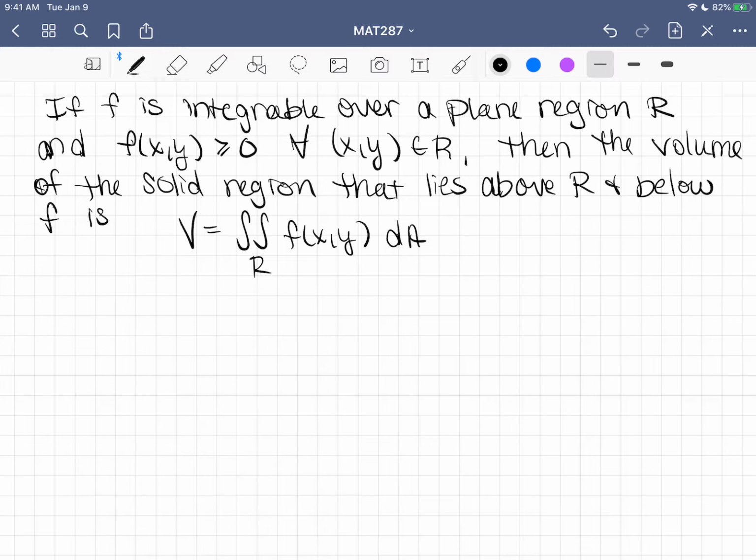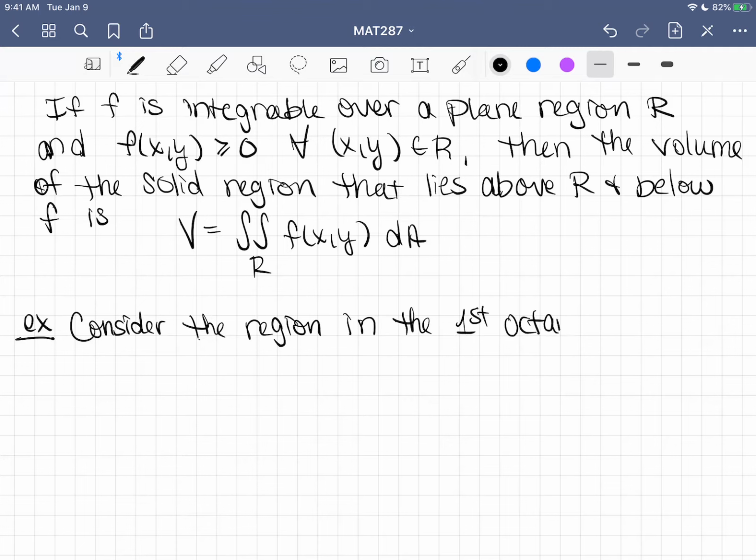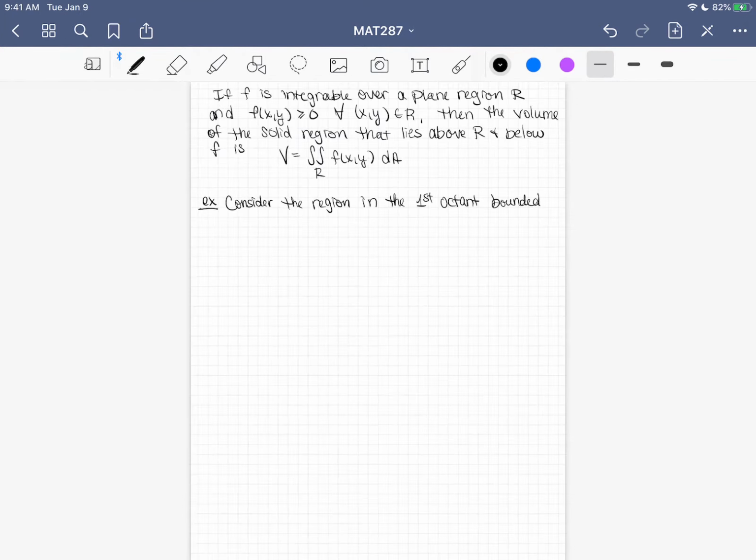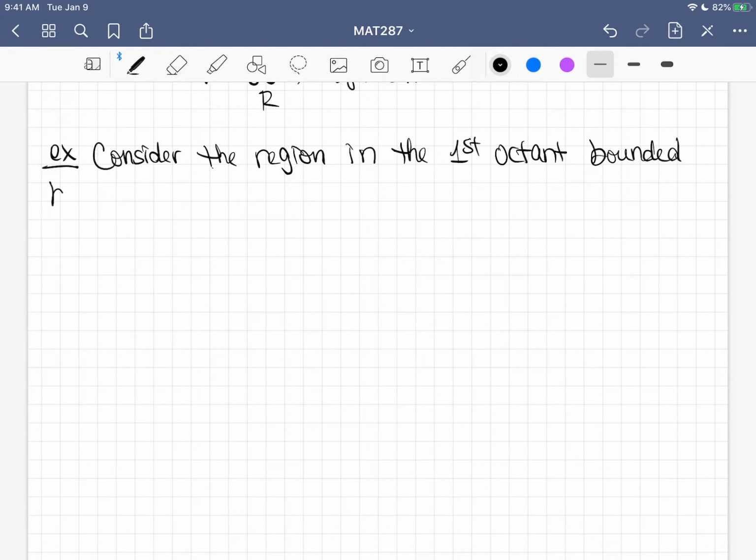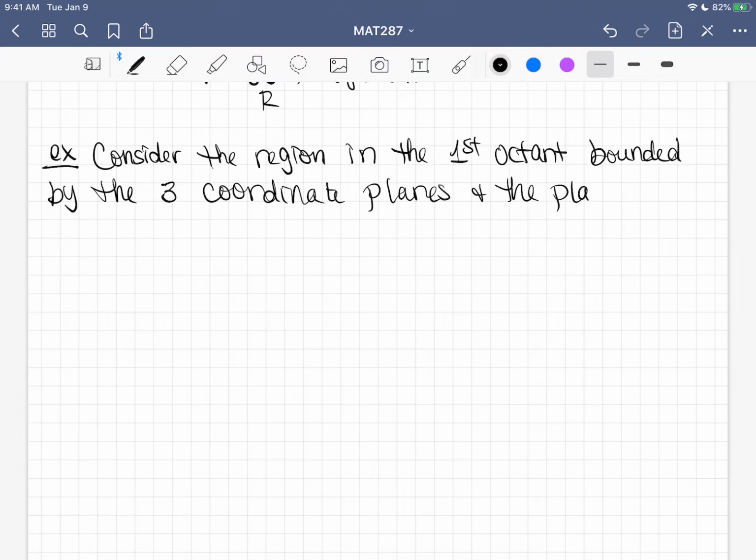Okay, so let's look at an example. I want to consider the region in the first octant bounded by the 3 coordinate planes and the plane z equals 8 minus 4x minus 2y.